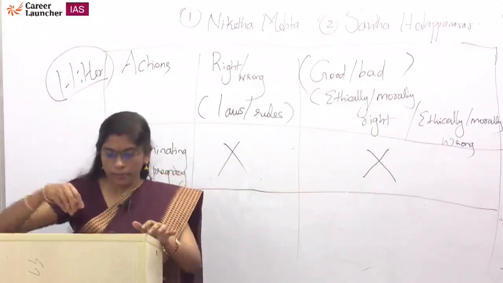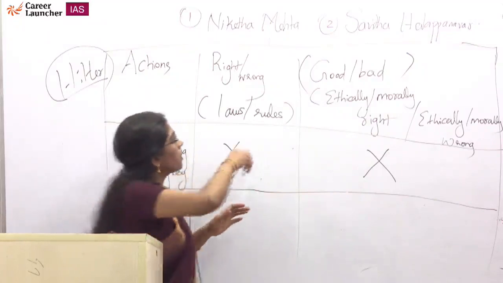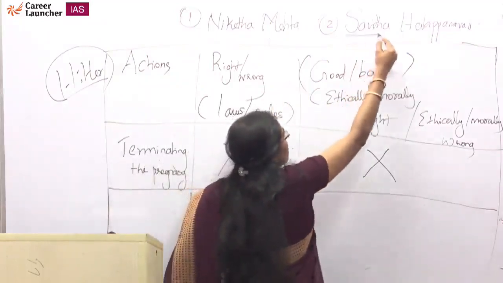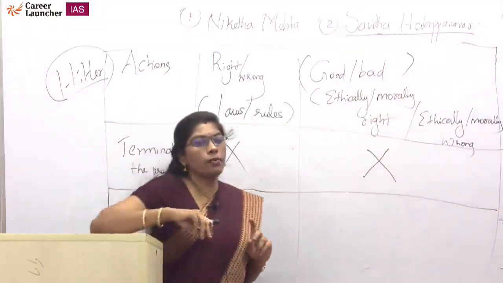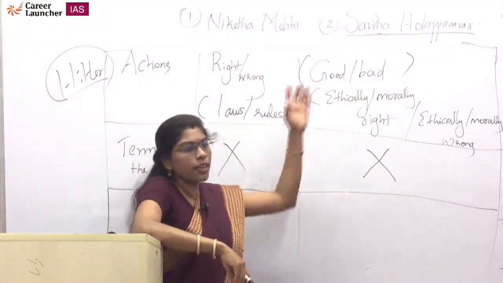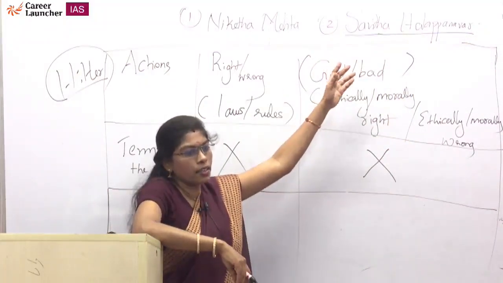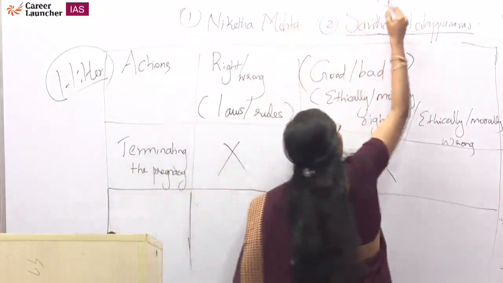Savita Halapanavar was pregnant and was under 20 weeks. She had not even crossed the 20 weeks of her pregnancy, but she was not in India. She was an Indian lady who was residing in Ireland. You know Ireland, no? She was residing there.